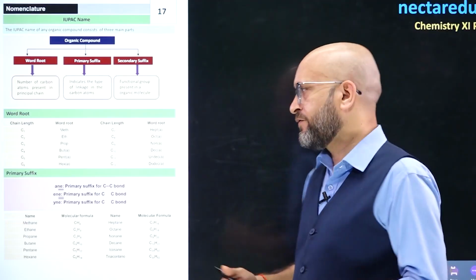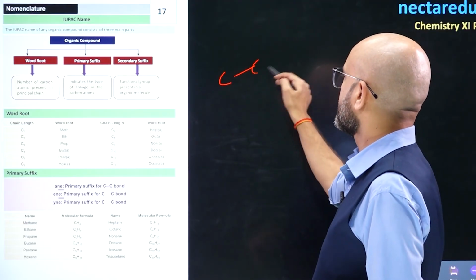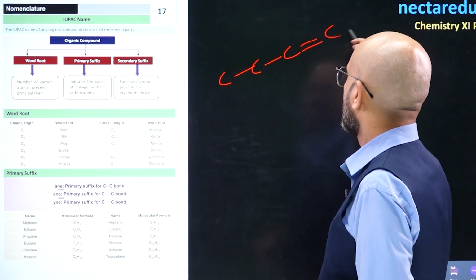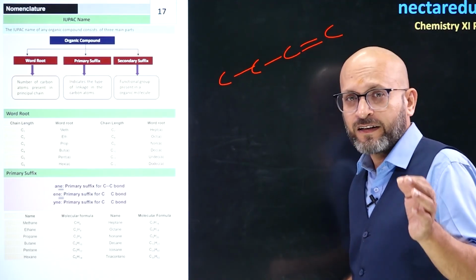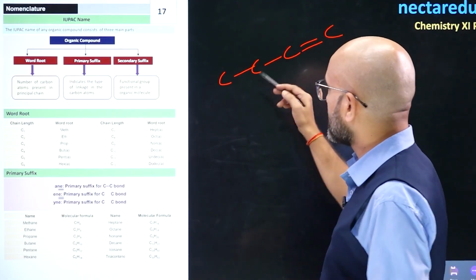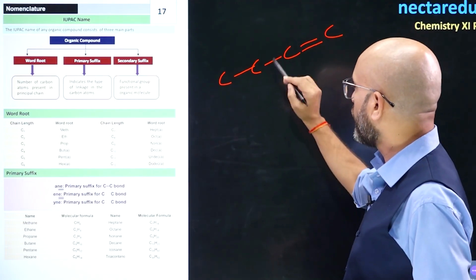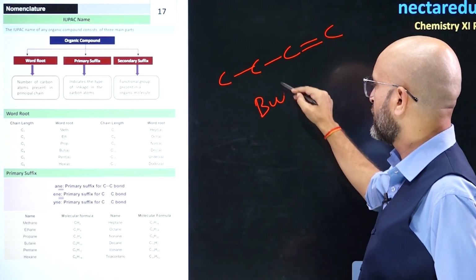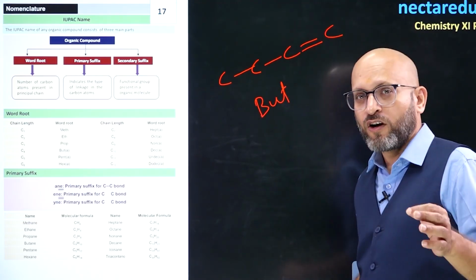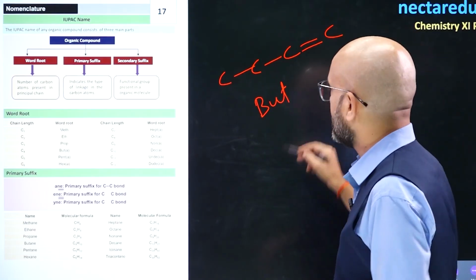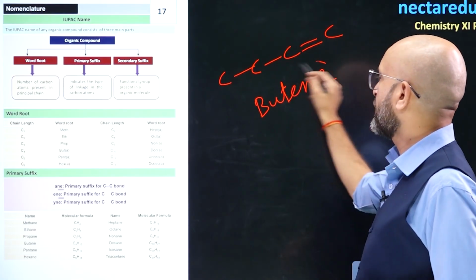Alright. For example, if I take this compound, so there is a 4 carbon alkene. So how many carbons do we have? 4. So for 4 the root word is but, and for the double bond we have the primary suffix ene. So the name will be butene.